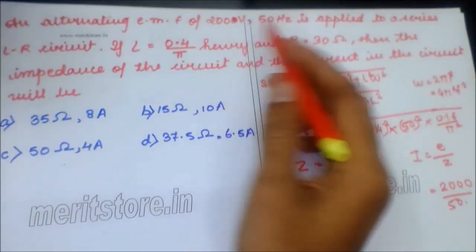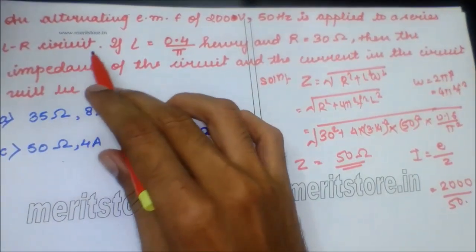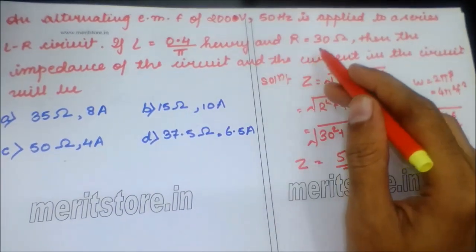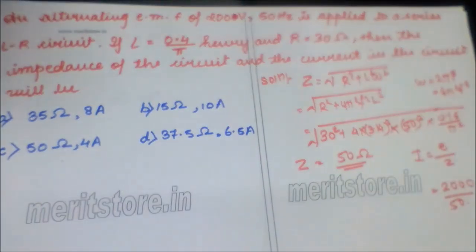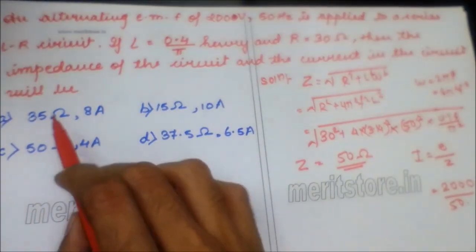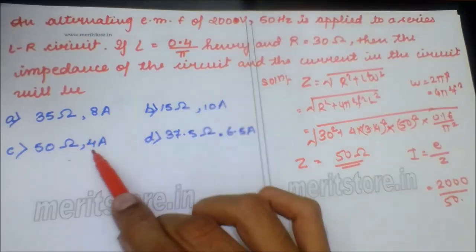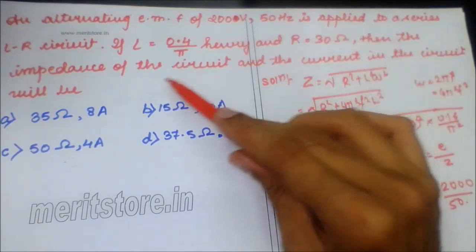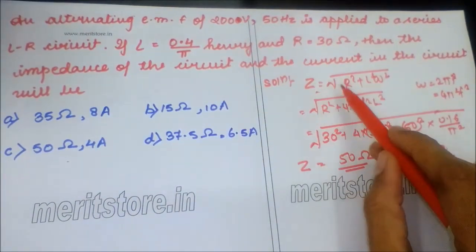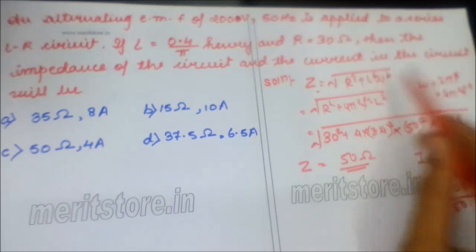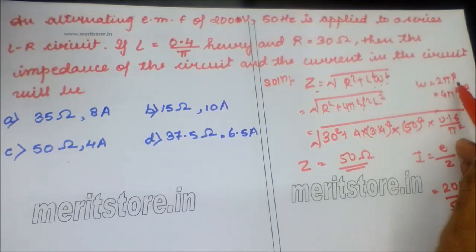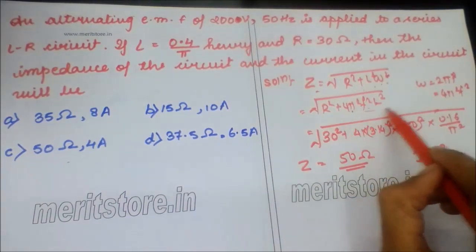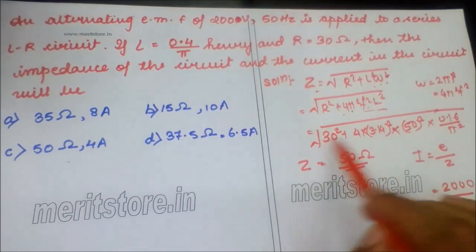An alternating EMF of 200 volts, 50 Hz is applied to a series LR circuit, and if L equals 0.4 pi Henry and R equals 30 ohms, then the impedance of the circuit and the current in the circuit will be: 35 ohms, 8 amps; 15 ohms, 10 amps; 50 ohms, 4 amps; 37.5 ohms, 6.5 amps. So first we are going to find the impedance in the circuit. Impedance Z will be given by the square root of R square plus L square omega square, where omega is 2 pi n, that is the frequency, and squaring it becomes 4 pi square f square. So we substitute the value of omega over here, and we substitute all the remaining values given.